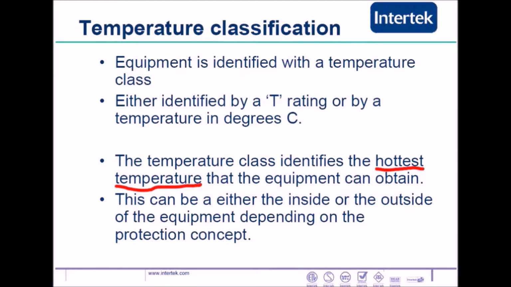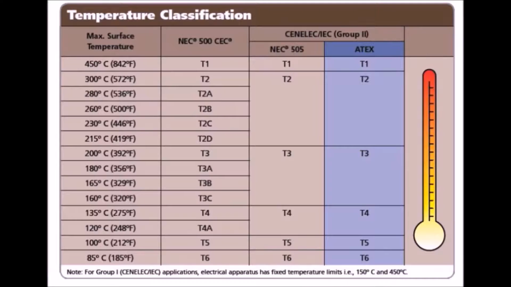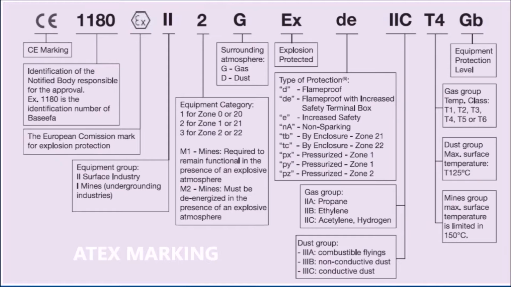The following is a definition of the temperature classification. The T rating has a temperature equivalent. The chart will show the T rating and the temperature it represents. We have the NEC, IEC, ATEX rating. Obviously, the 85 degrees C or T6 rating is the best because the flash point of any gas would be above that. This chart is new to 2017 for ATEX marking.